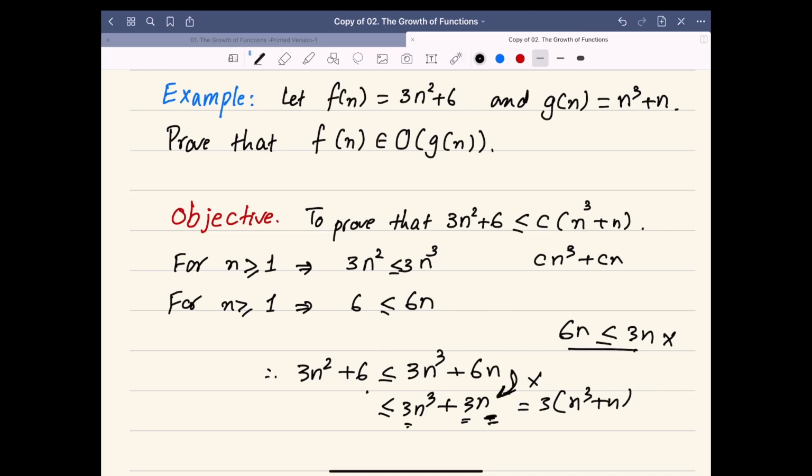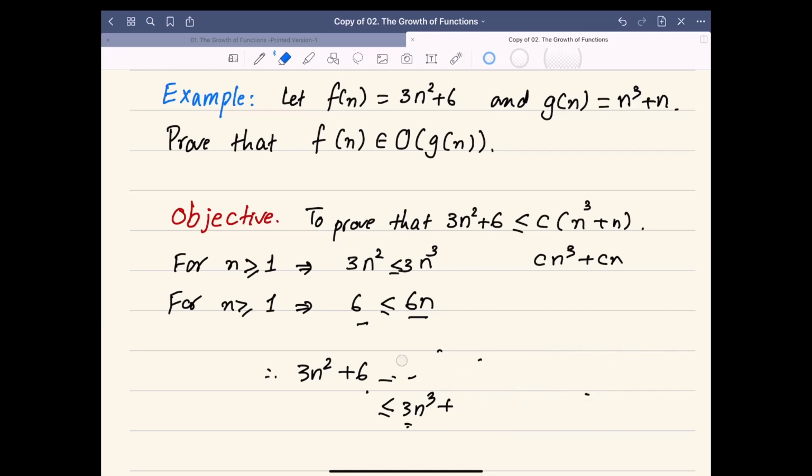My move is wrong. So this is why my replacement of 6 by 6n is wrong. So I need to find an alternative way to get rid of this problem. So I will just simply erase this step because this step is not correct. Now, I don't want to replace 6 by 6n. I want to replace it by 3 because you have seen that I have to take a 3 common, and here I have a 3. So I'm going to replace it by 3n.